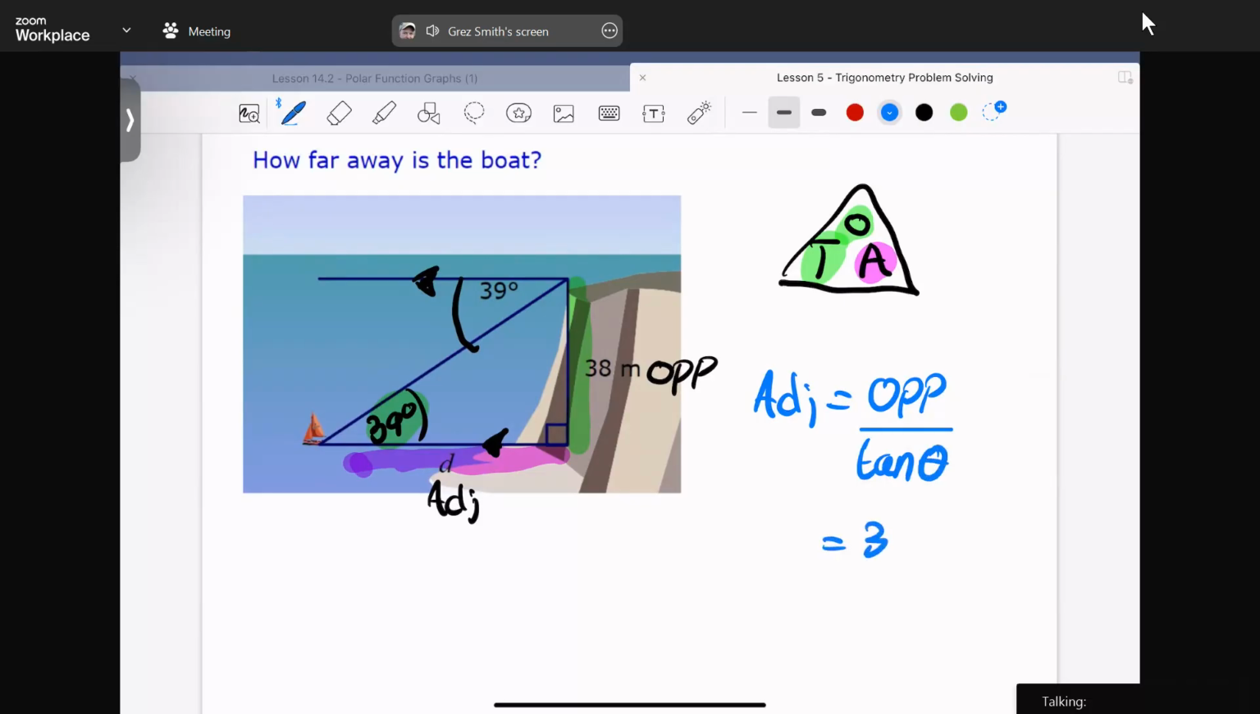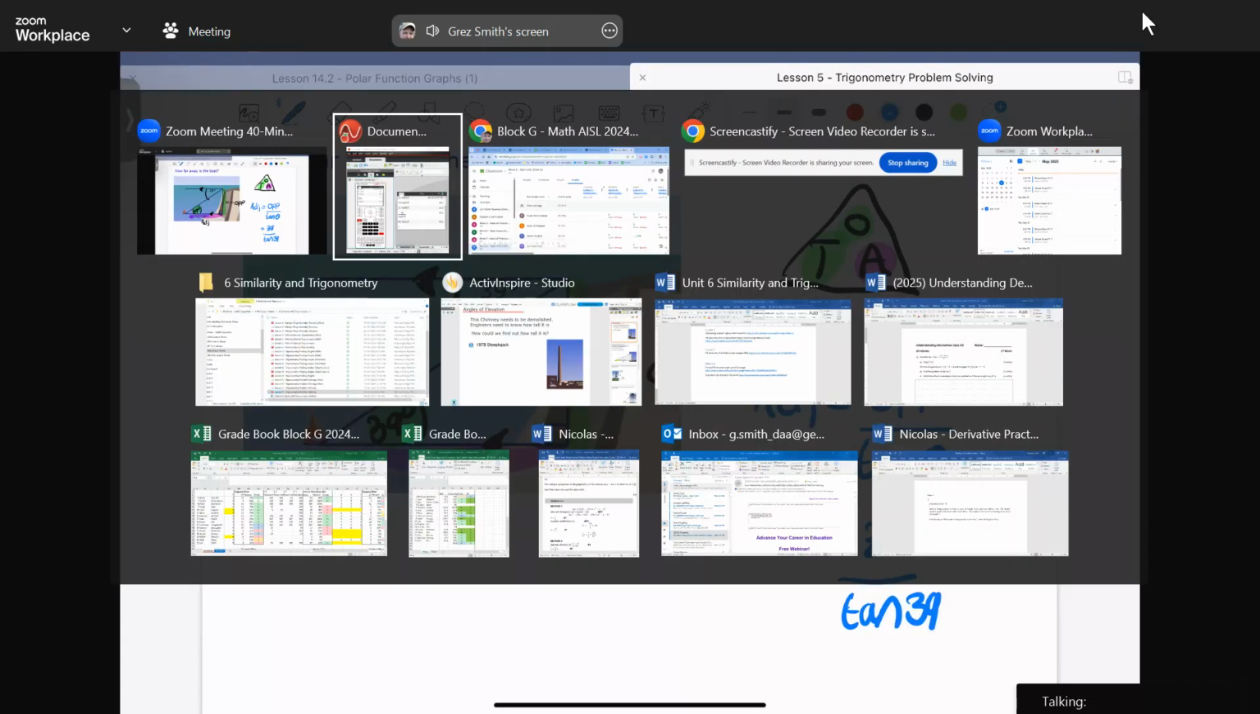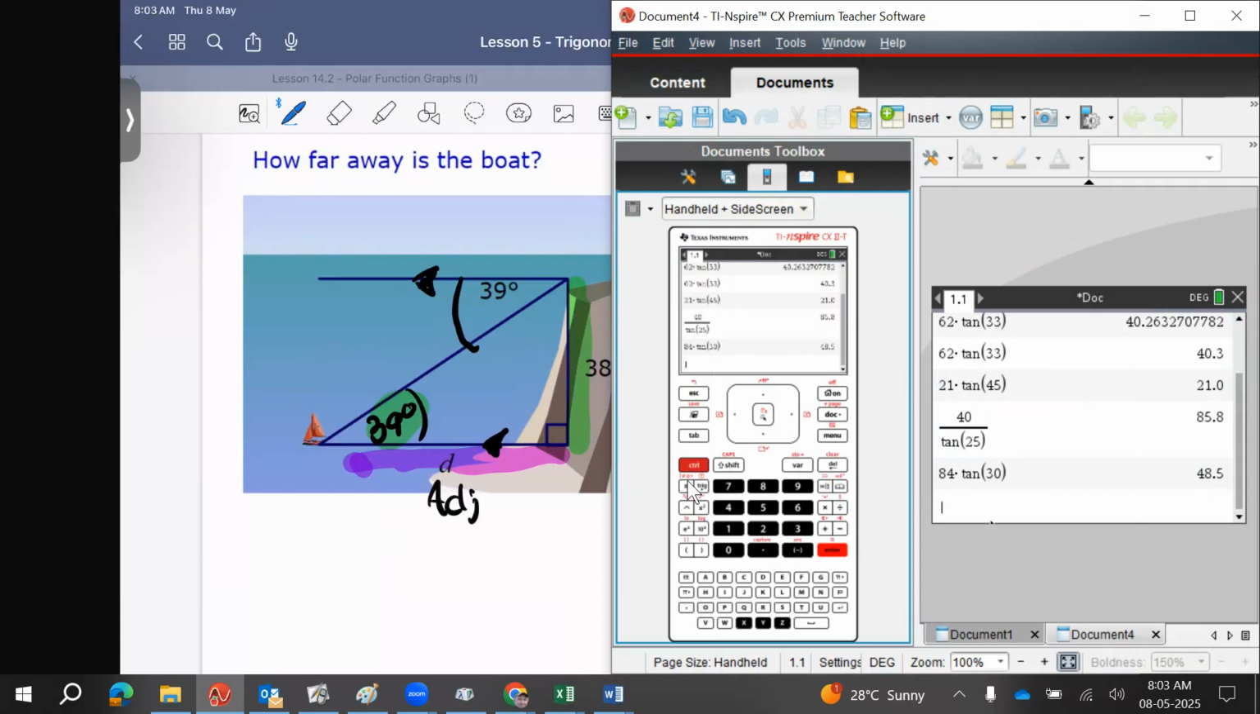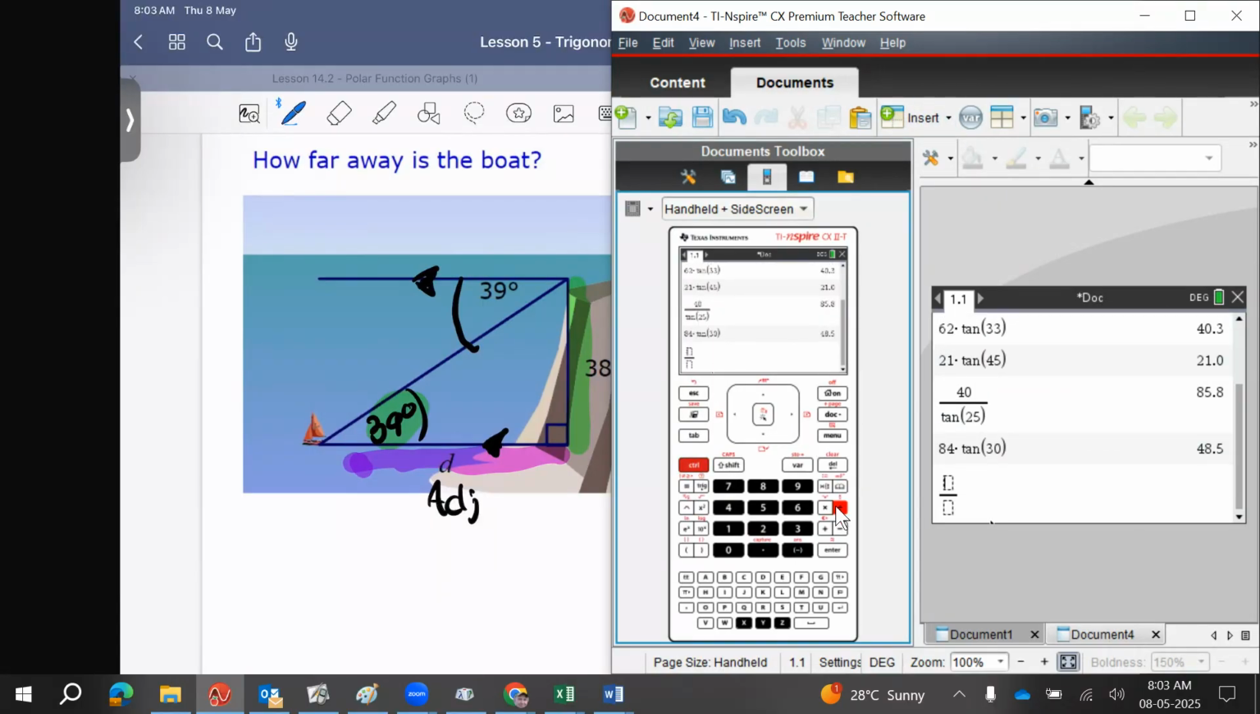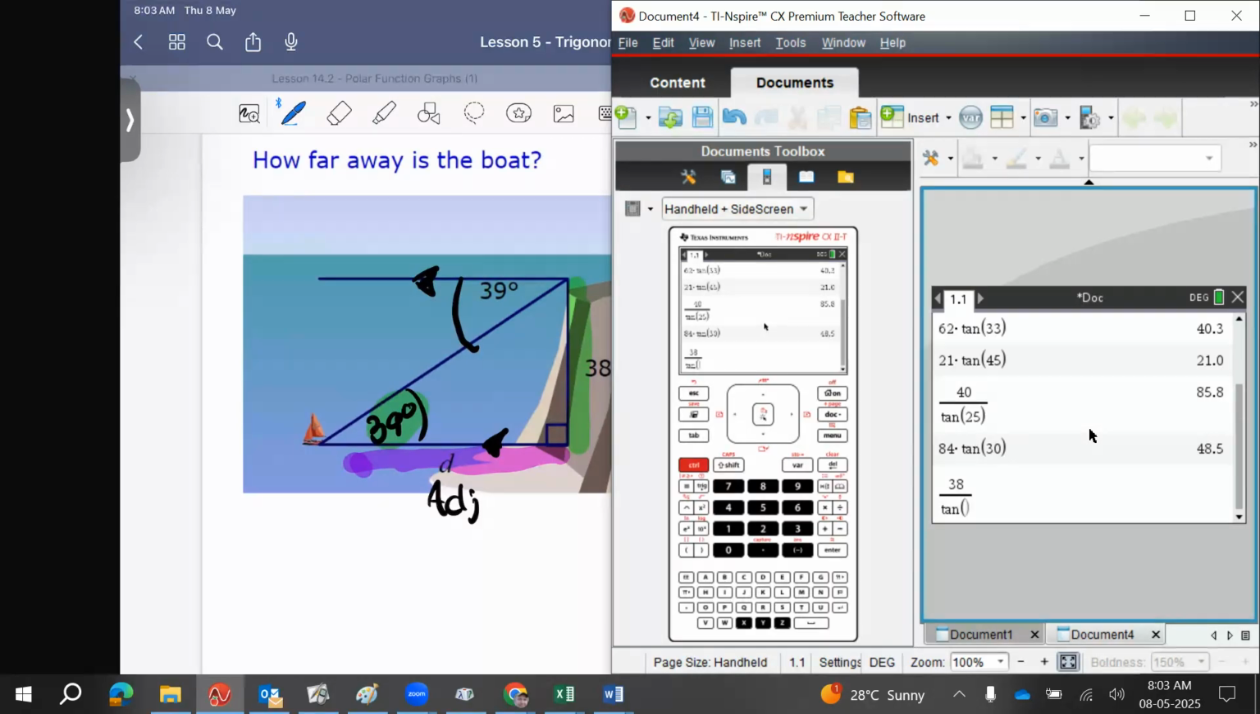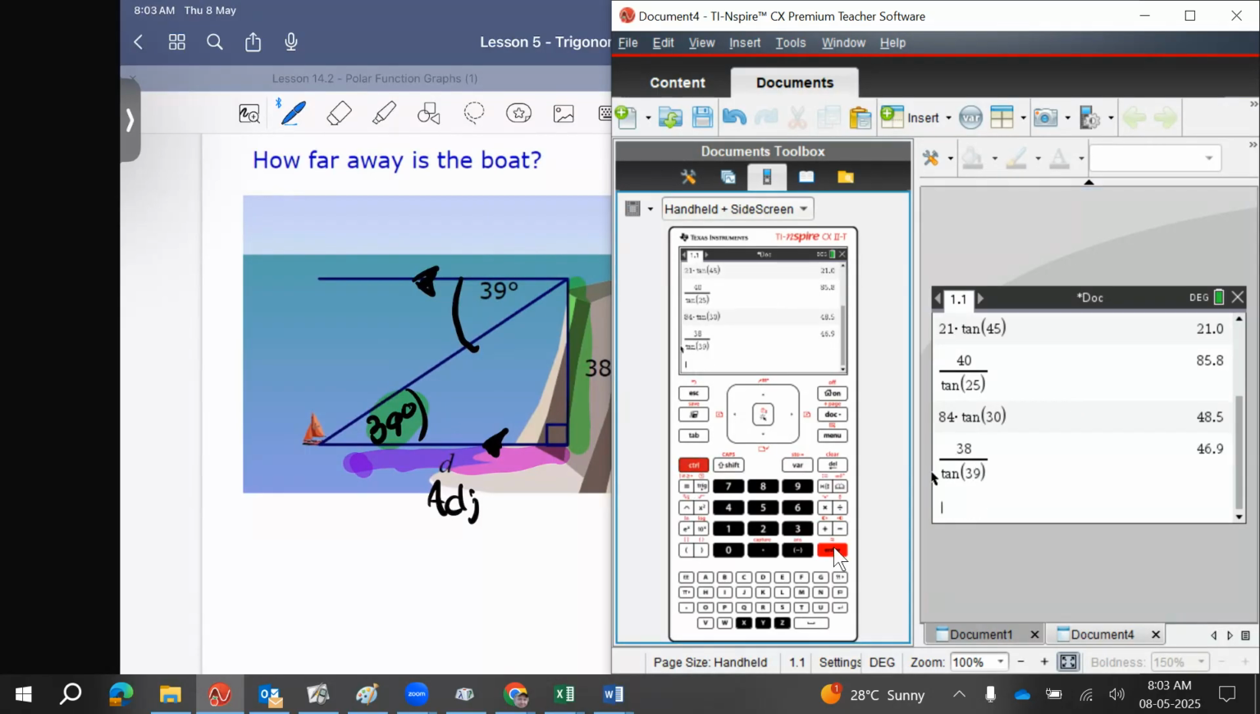which is 38 divided by tan 39. Tan 39, Control Enter, 46.9 meters.